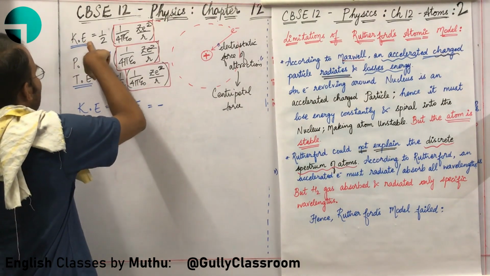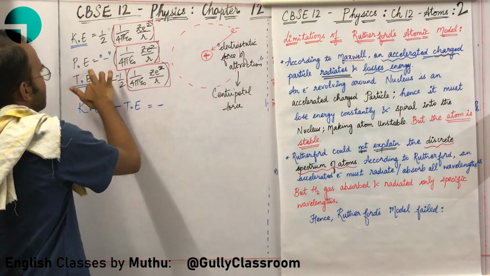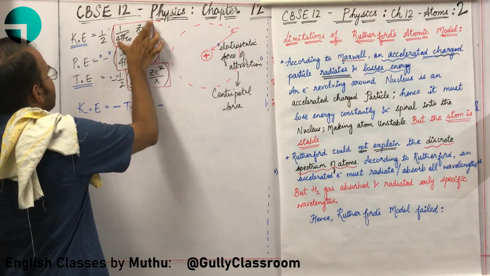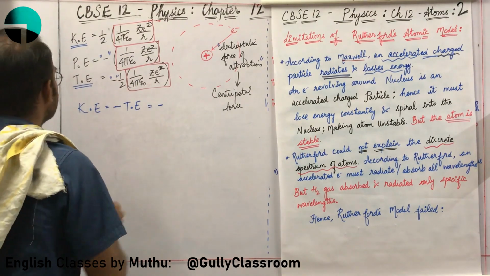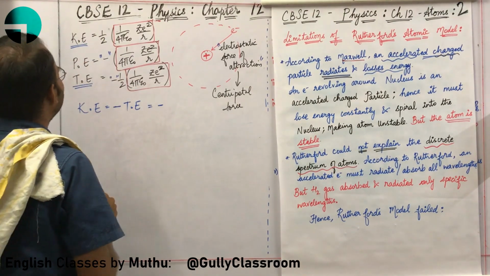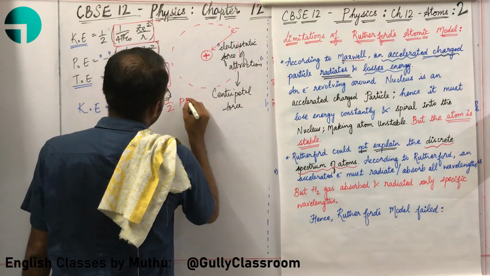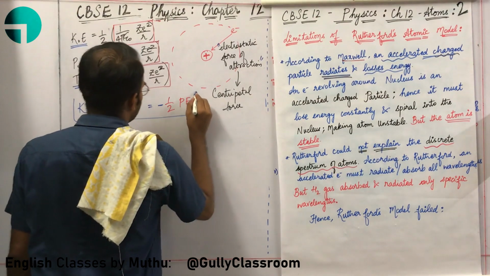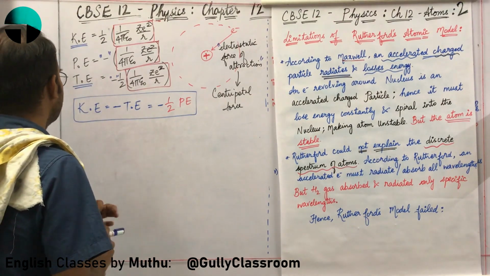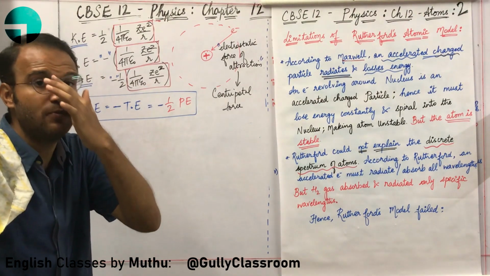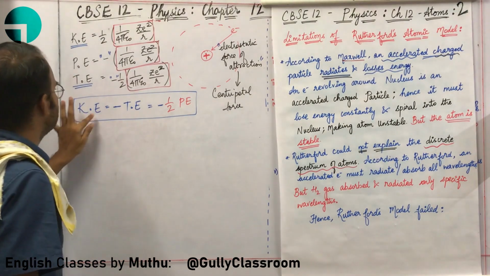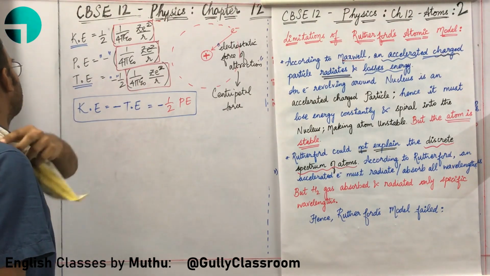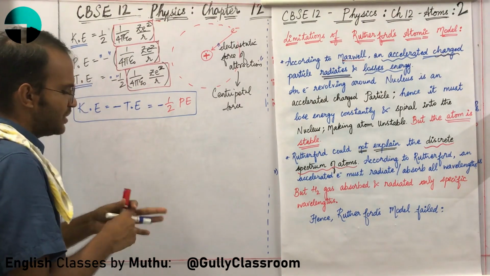So if you compare kinetic energy and potential energy, this can be termed as magnitude of 1, and this can be termed as magnitude of half. So kinetic energy can be termed as magnitude of half PE. Are you able to understand how I compared kinetic energy, total energy and potential energy? Kindly note down this comparison. It will be very helpful for a lot of problems. Kinetic energy is equal to minus total energy, which is equal to minus half of potential energy.